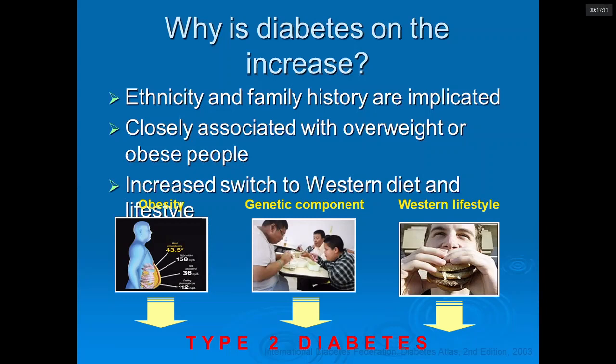It is closely associated with overweight and obese people. Most type 2 patients are obese and lack exercise. And these people have increasingly switched to a Western diet and lifestyle. They don't move, have central obesity, eat fast food, and gain weight, and these patients are susceptible to developing diabetes.